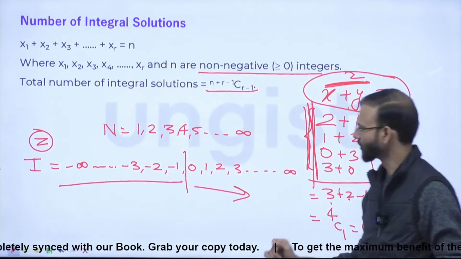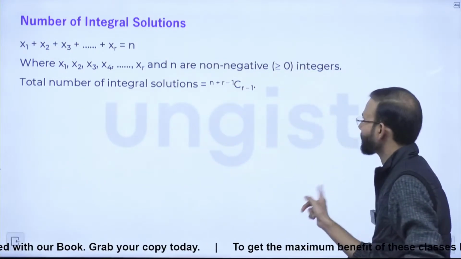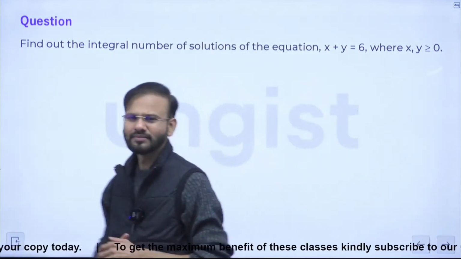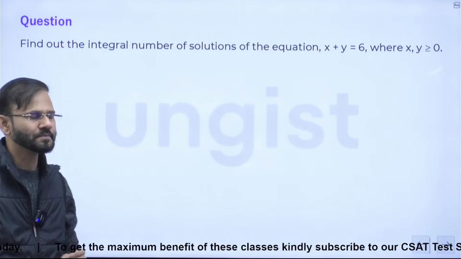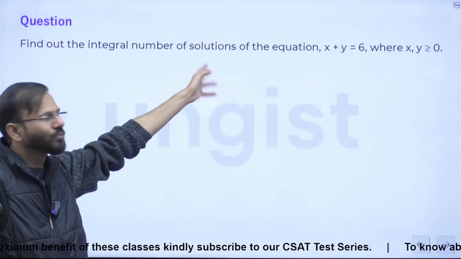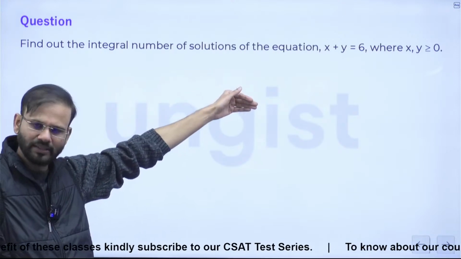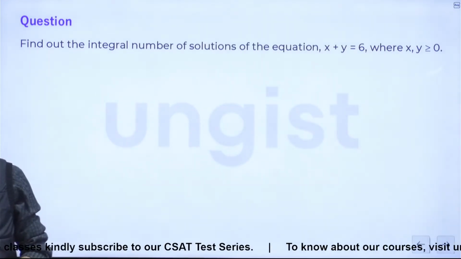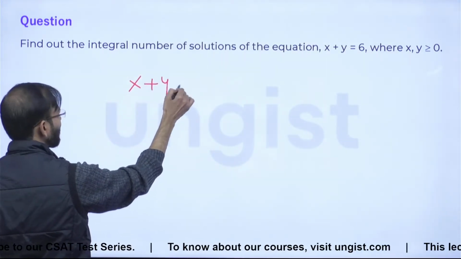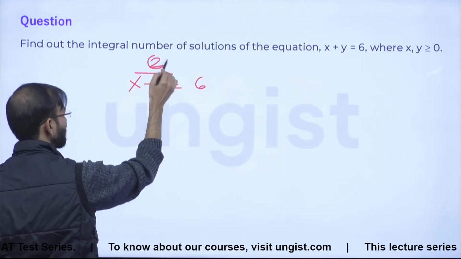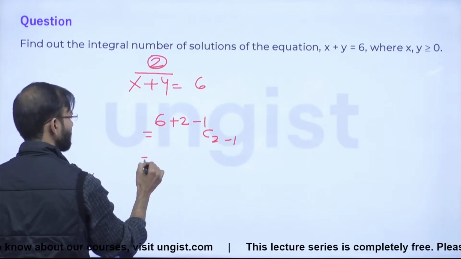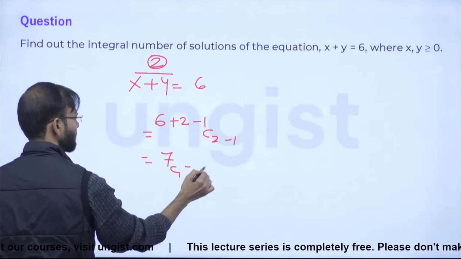So friends, here, just a simple question. What is the answer? What should I write? Like 7 plus 2, 6 plus 2 minus 1 divided by, C. Look, everyone, this is x plus y equal to 6, right? So there are 2 variables. So 6 plus 2 minus 1, C2 minus 1. So this is 7C1, which is equal to 7.